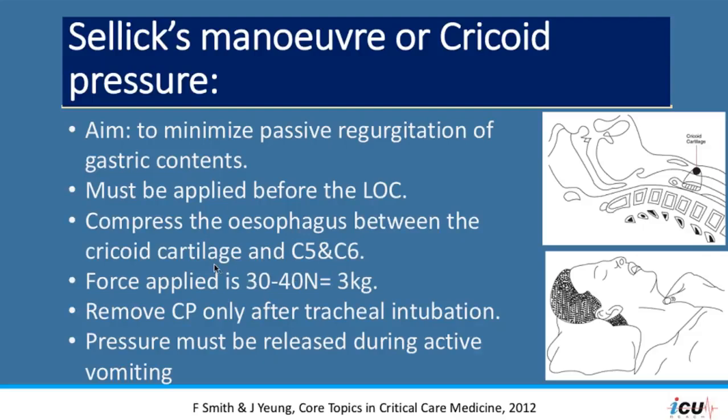As you can see, it's really difficult to get this right. And in England, they have special courses for the, they call them ODAs, the practitioners that help the anesthetists in the operating room. And still, they don't get it right all the time. You must remove cricoid pressure only after tracheal intubation is secured, and also pressure must be released during active vomiting. We know that cricoid force or pressure does not prevent forceful vomiting, and if you put the pressure on, you might harm the patient by causing esophageal rupture.